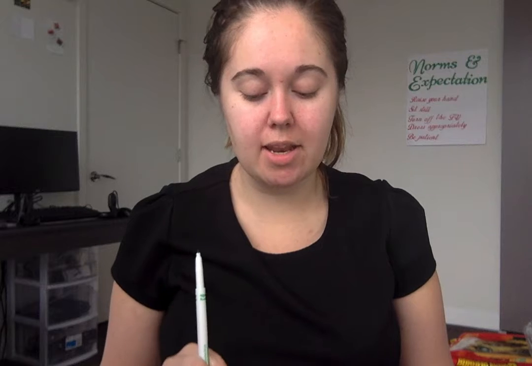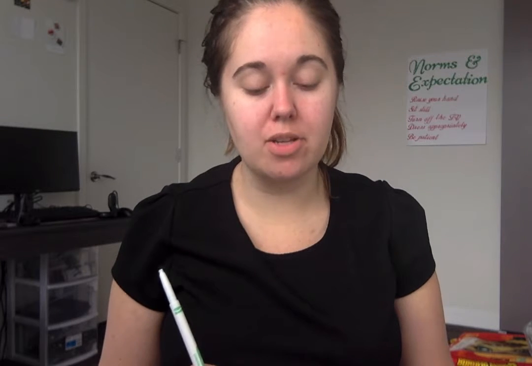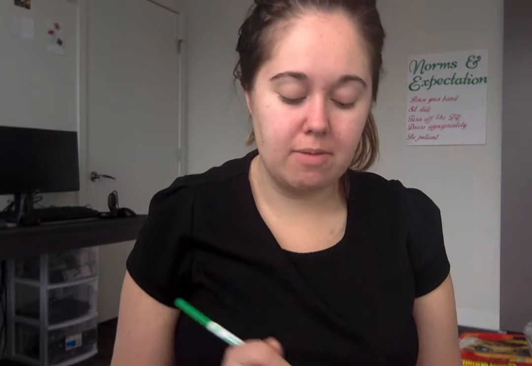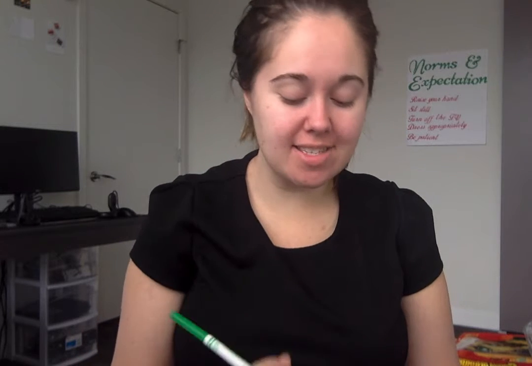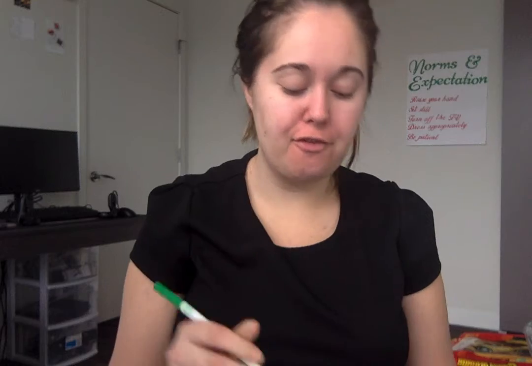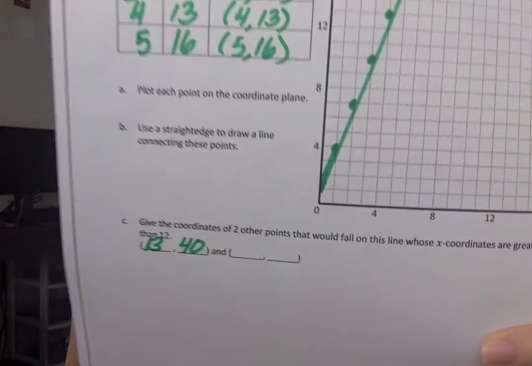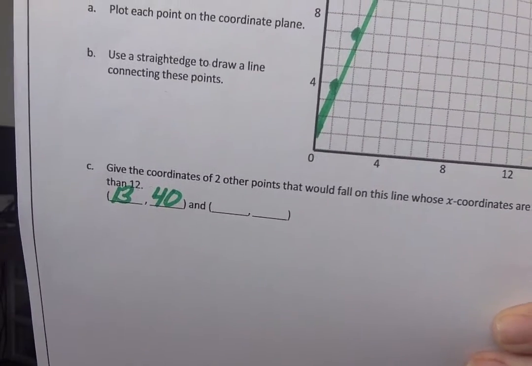All right, so we're going to come up with those coordinates. It says give coordinates of 2 other points that would fall on this line whose x coordinates are greater than 12. So x coordinates greater than 12, let's try 13. So 13 times 3, whew. Okay, got it, 39, plus 1 is 40. So when you've got an x of 13, you've got a y that's 40.